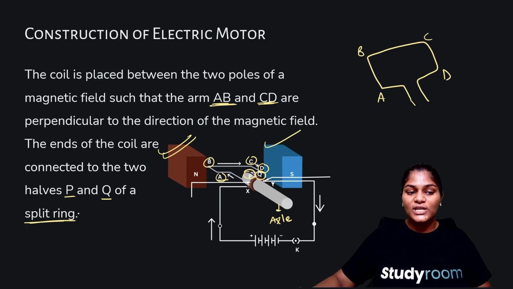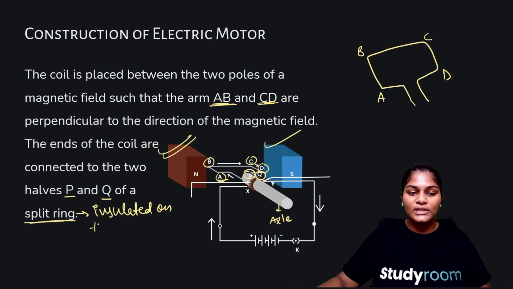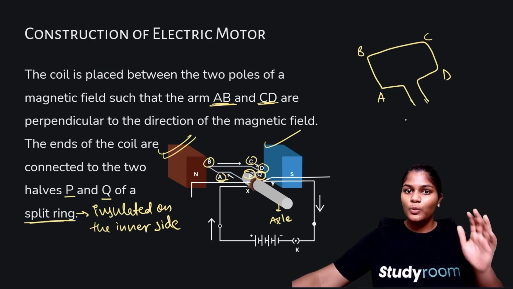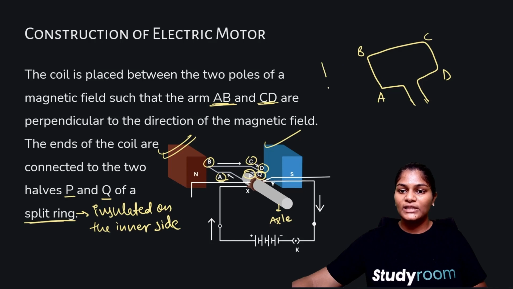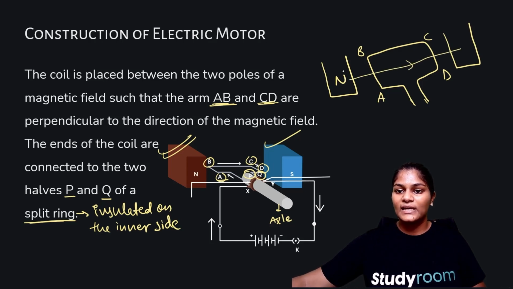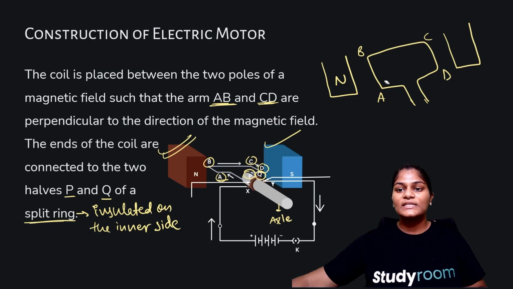So these split rings are insulated on the inner side. What does that mean? So you came here, you came till this point. You know what the coil ABCD is. You know that there is one north pole here and one south pole here. And you know that the magnetic field lines are going like this from north to south, so that the magnetic field lines are perpendicular to the arms AB and CD. This much we know and we are clear about. Now, let's study the split ring.